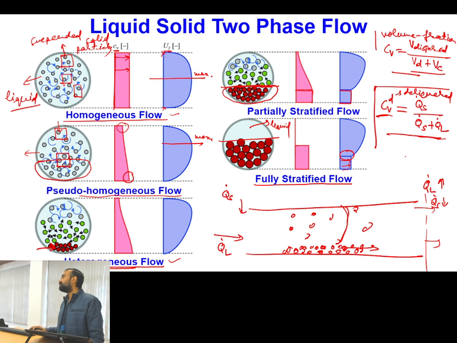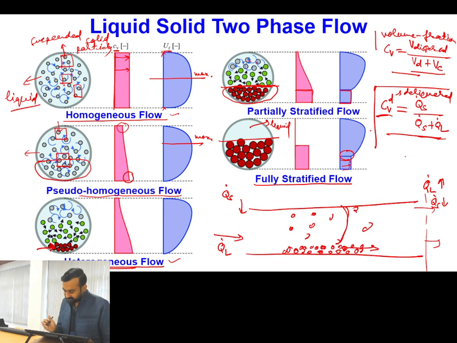Sir, in partially stratified flow and fully stratified flow, what is the major difference in velocity profiles? Okay. In partially and fully stratified flow, the velocity profile is almost the same. The reason is that in the top portion in partially stratified flow, the interparticle spacings will be large, and this will be almost behaving like a liquid. On the contrary, here also it is almost like a liquid. So there is not much difference.